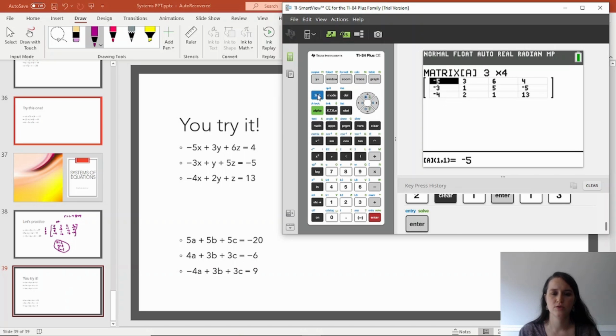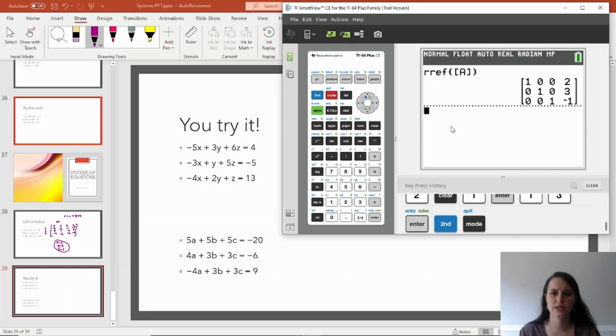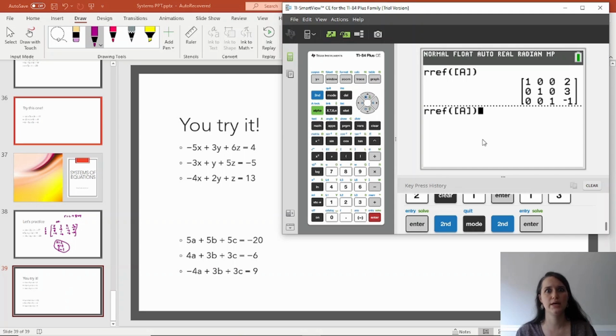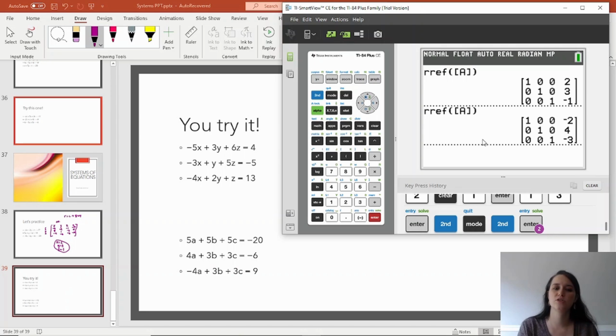Okay, so I'm going to go to second mode, and that's going to take me back to the home screen. Now, I stored that in matrix A. So I'm going to go to second and then my enter sign. And look, it pops up whatever the last thing I did was. So I just did RREF on matrix A. I'm going to do that again, but I've changed matrix A, so it's going to give me different numbers. My answer should be X equals negative 2, Y equals 4, and Z equals 3.